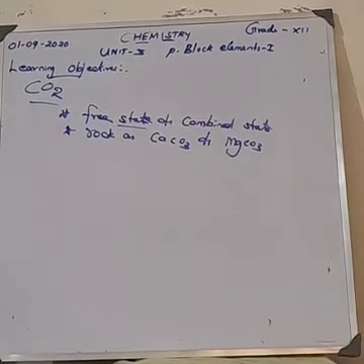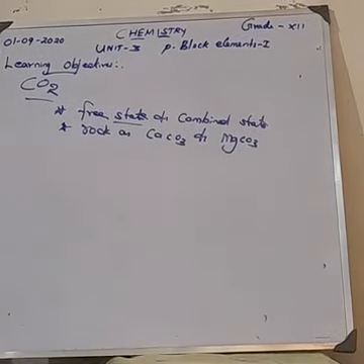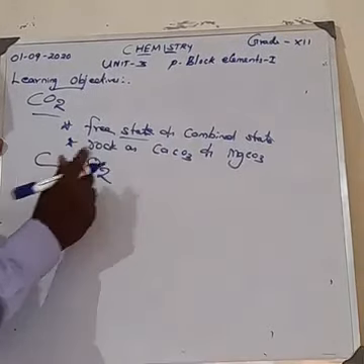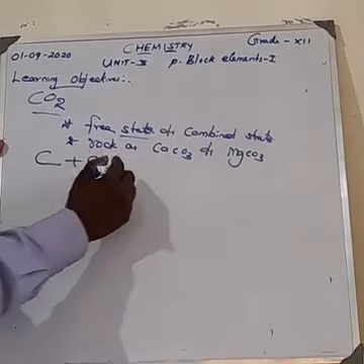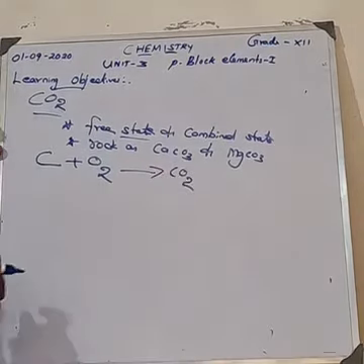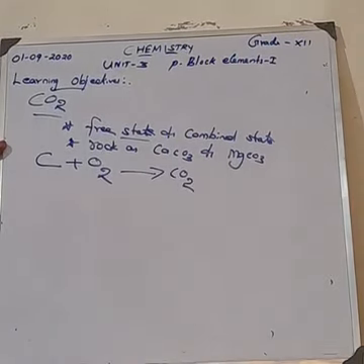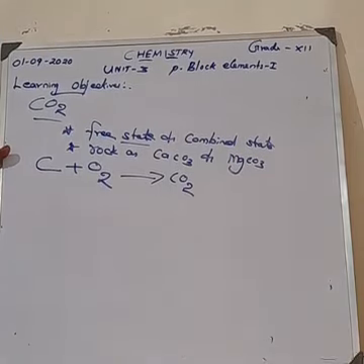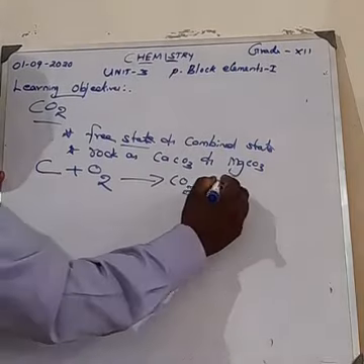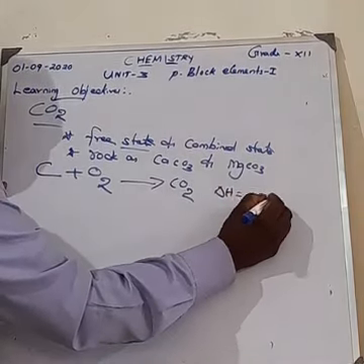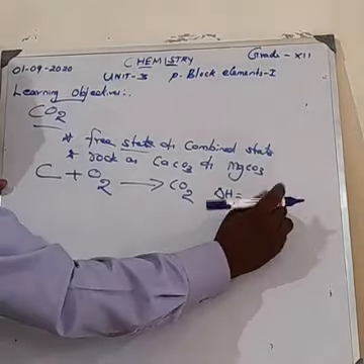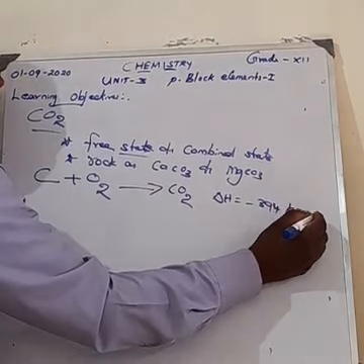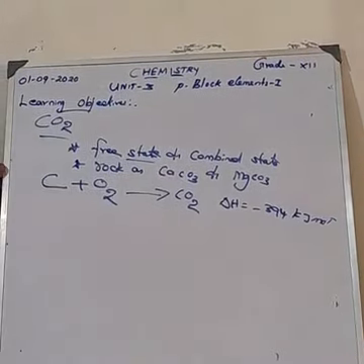Then about the preparation of carbon dioxide. What is the preparation of carbon dioxide? All of you know about that. Carbon bonds with oxygen to form carbon dioxide. This is a simple equation. Here I have the delta H value, that is minus 394 kilojoules per mole inverse. This is the delta H value.